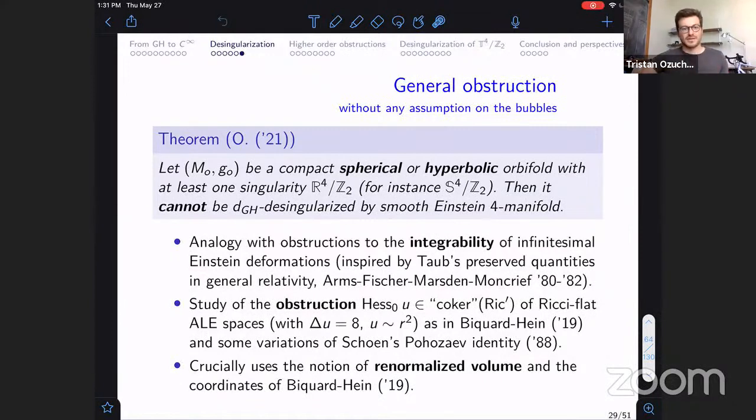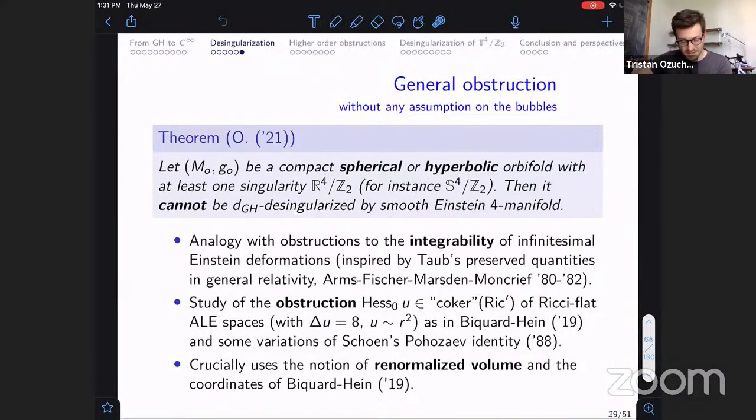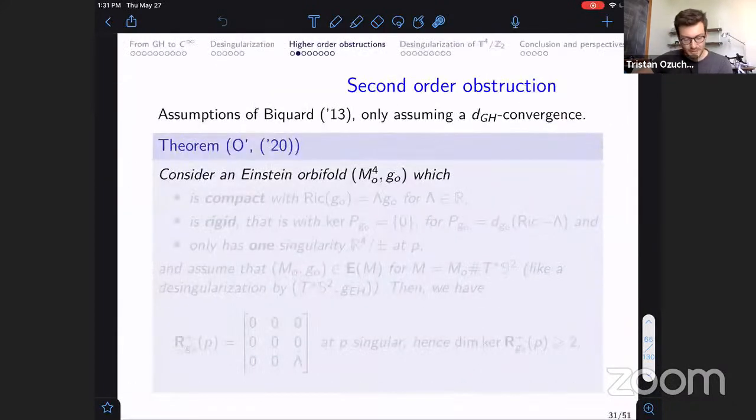Okay, so this is the general situation. We have all of these obstructions. Now I'm going to turn to the other question: what can we desingularize? I'm going to talk about higher order obstructions, and actually only second order obstructions. You can see all of the obstructions I mentioned before as first order obstructions, and here I'm going to talk about second order ones.